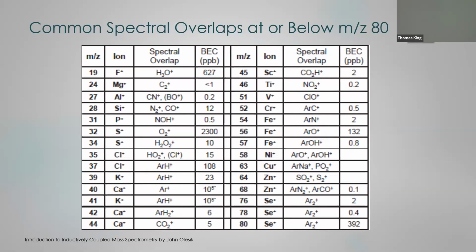Now, these are some of the interferences I was talking about before. This table shows interference from molecular ions. These are molecular ions that have the same mass to charge ratio as the element that you're analyzing for. And the next slide will show you how we get rid of these molecular ions.